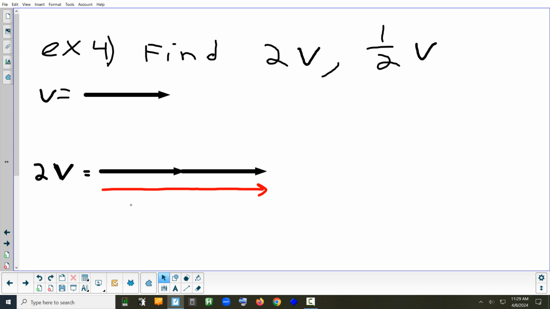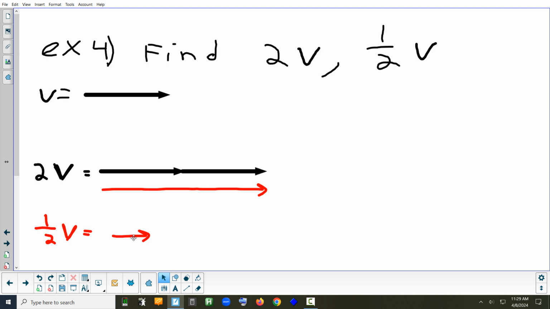Now 1/2 v, without measuring, I can't really do that. There's nothing I have in this program that allows me to scale by 50%. So I just have to estimate it. 1/2 v, about like that. The important thing is it still points in the same direction, but now it's half as long.